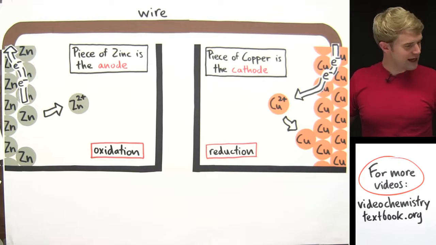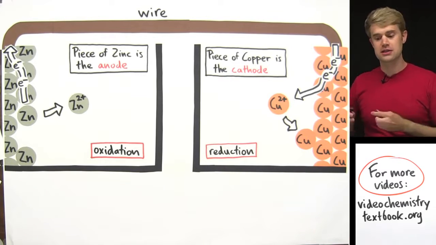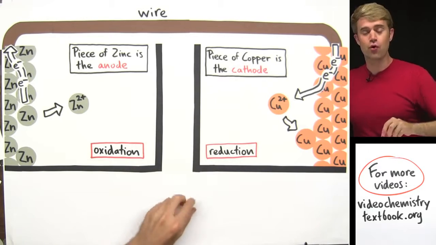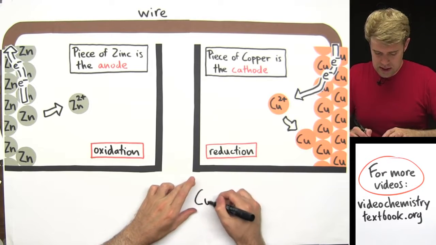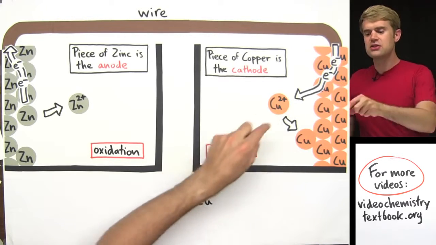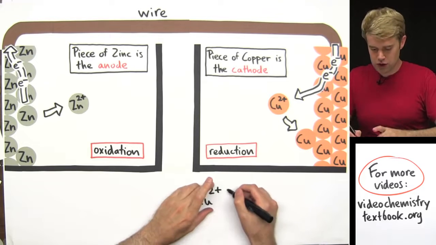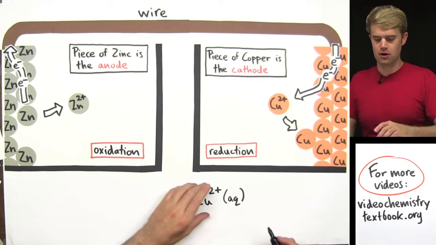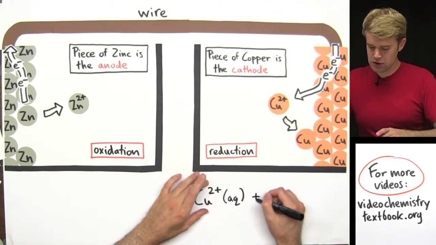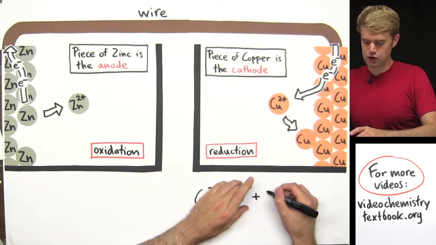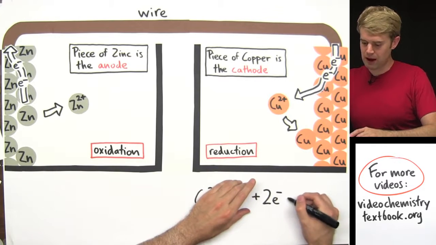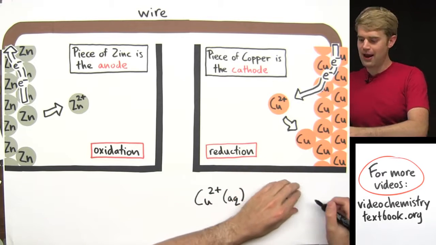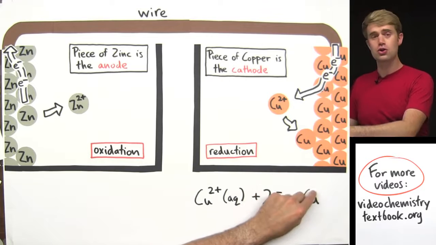Now let's write reactions for the two processes that are happening here. First, let's write the reaction for reduction. We're starting with Cu2+, and this Cu2+ is dissolved in solution, so I'm going to write that with an (aq) for aqueous after it to show that it's dissolved in solution. Now this Cu2+ gains 2 electrons, so I'll write plus 2e-, and that gives us a neutral copper atom, so I just write Cu with no charge after it.